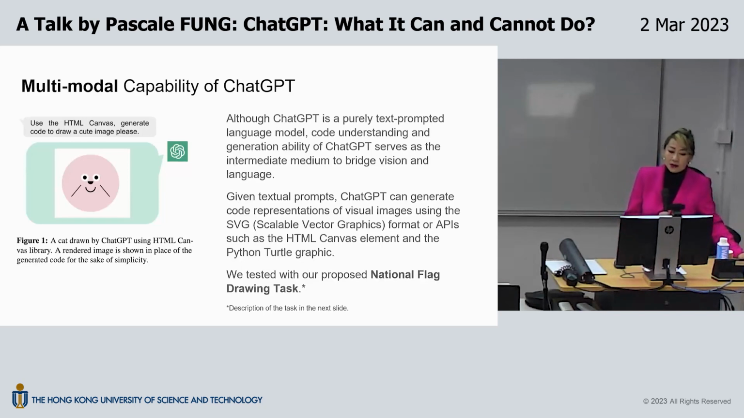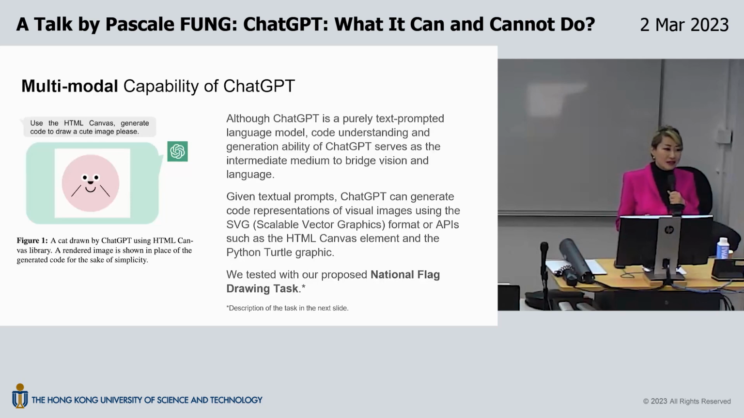However, we still wanted to test its multimodal capability. So we cannot input these images. But what we did is that we describe an image task to ChatGPT and ask ChatGPT to generate the code for it, and then from that code to generate the image. So here is a very cute task. We ask ChatGPT, what does the national flag of, say, Canada look like?